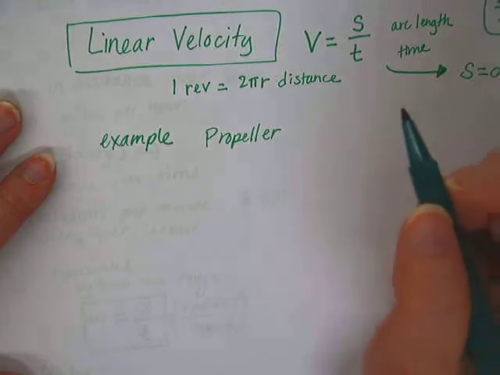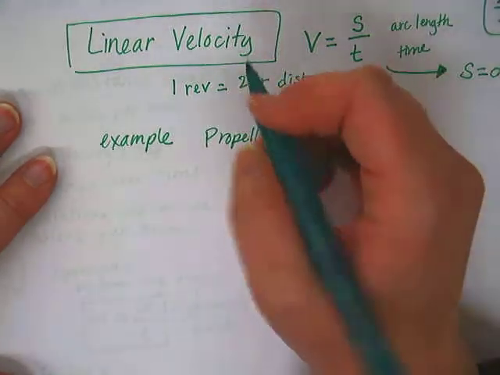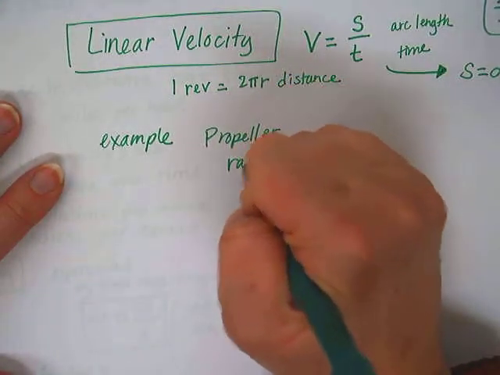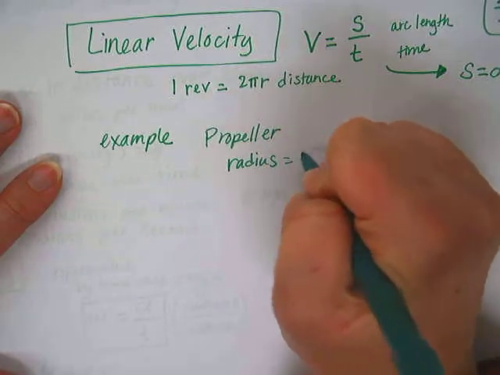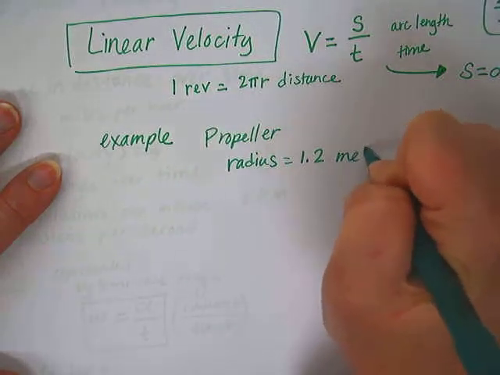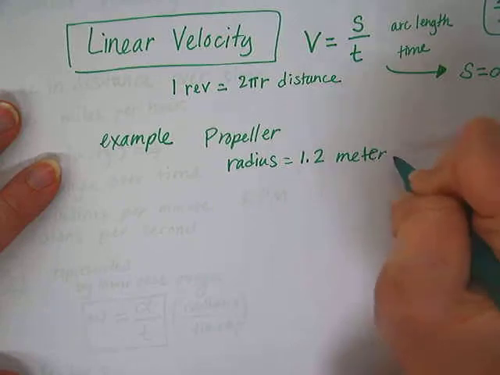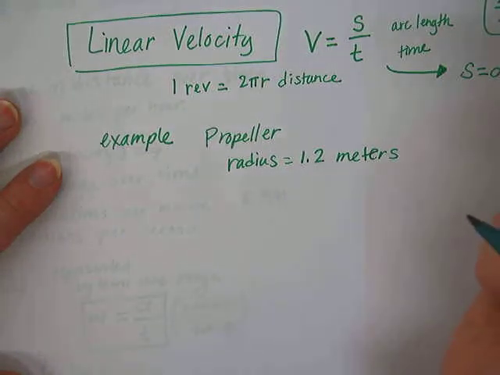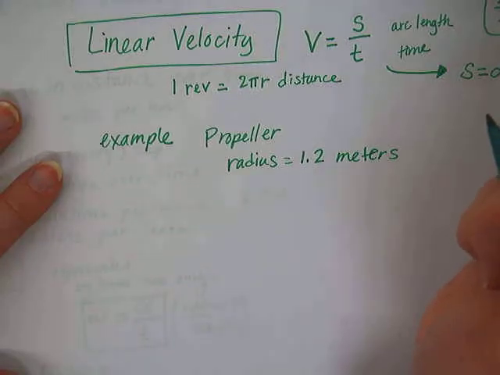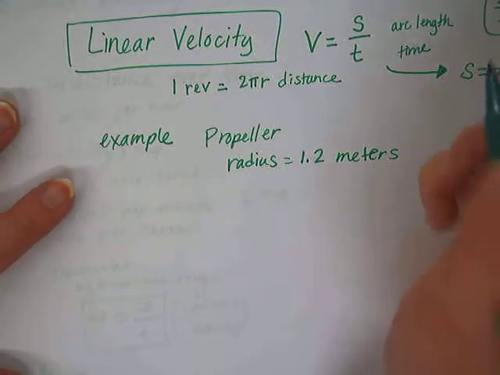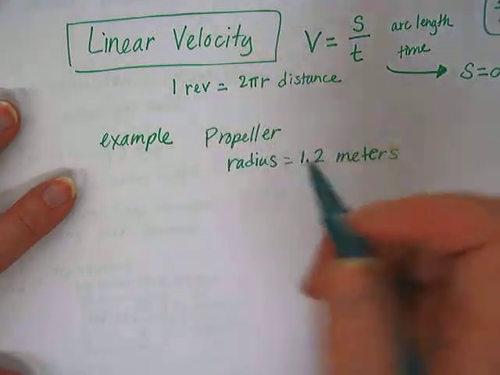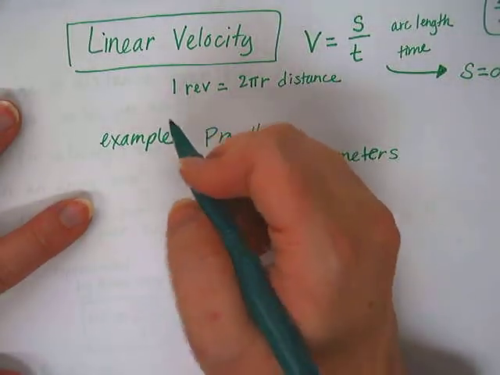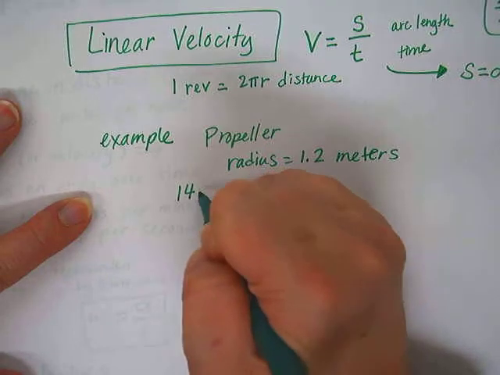Okay, imagine we have a propeller on something. What types of things have propellers? Like a helicopter, maybe? I have a propeller that has a radius of 1.2 meters. Does that sound reasonable for a helicopter propeller? 1.2 meters, that's pretty long, right? I don't know. Huh? Ooh, you know much more than I do about this.